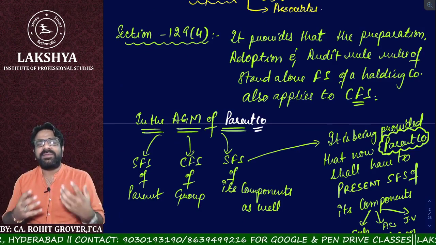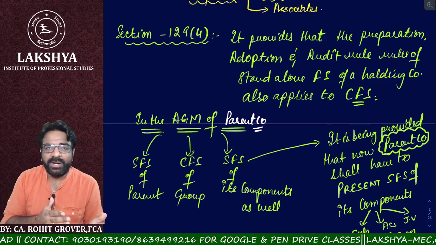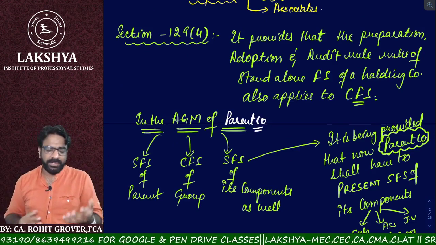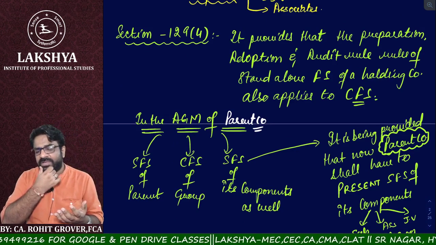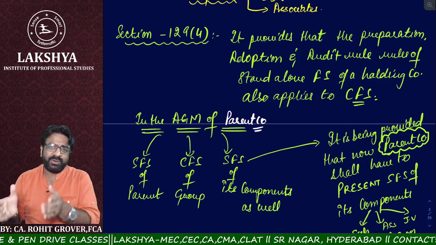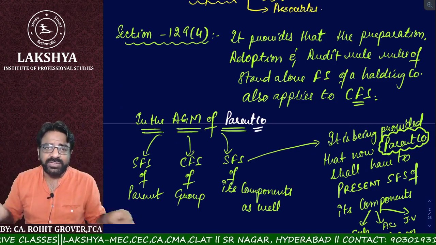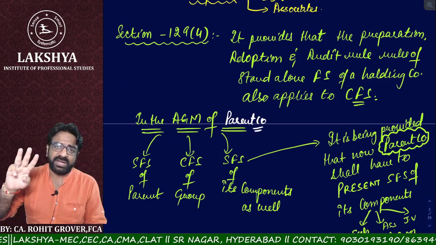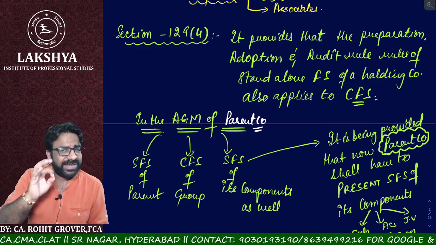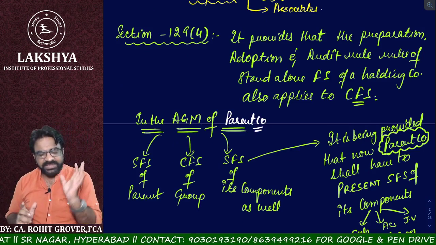Now, sir, where is it being written? It has been recently provided by amending the Companies Act 2013. Earlier, what used to happen? Standalone financial statements of the components would be shown in their respective AGMs only. But now, standalone financial statements of the components, that is subsidiaries, joint ventures and associates, are also going to be laid down in the parent's AGM. Why, sir? What is the reason? The reason is very simple, guys.